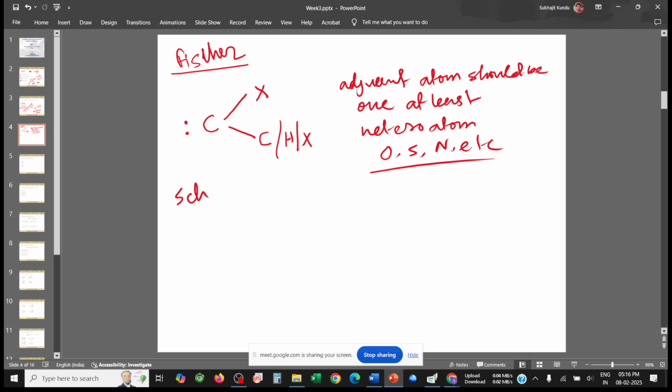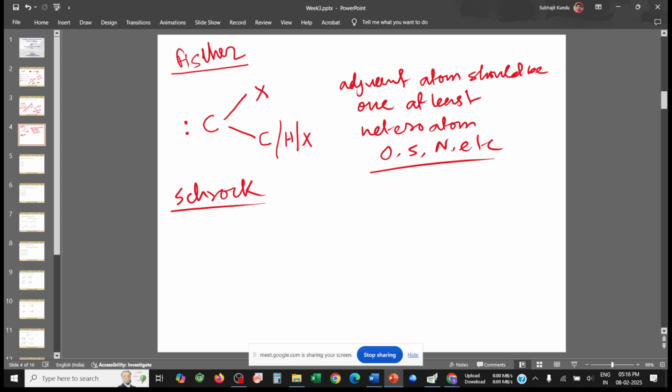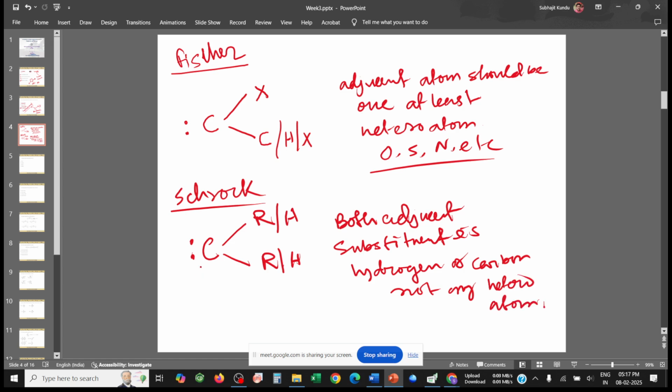Now the next is the Schrock type carbene. The Schrock type carbene is the same way: we have carbon, and both the adjacent substituents are either alkyl or hydrogen, or carbon, not any heteroatom. So this is the Schrock type carbene.